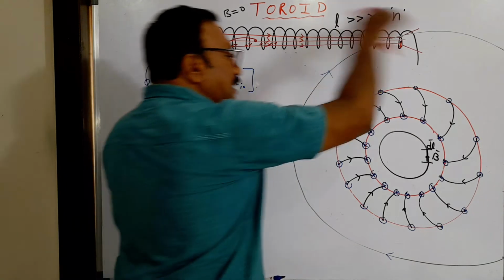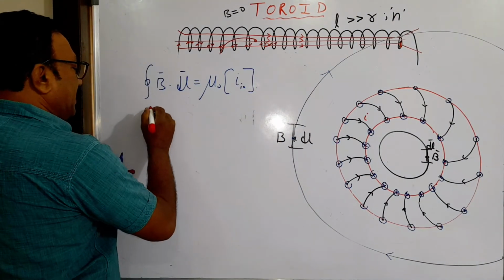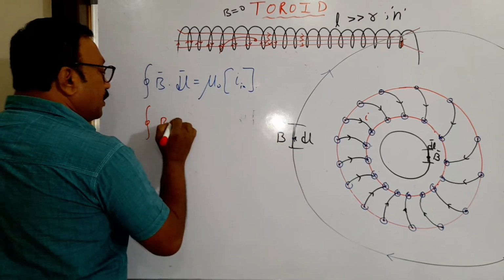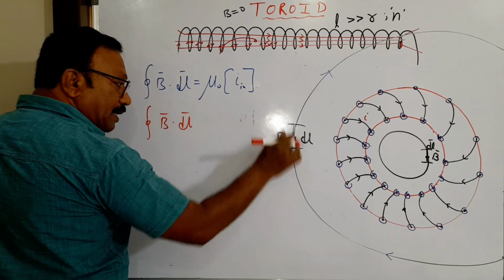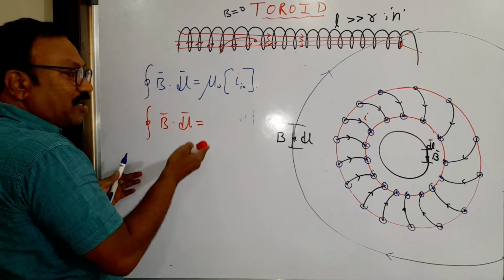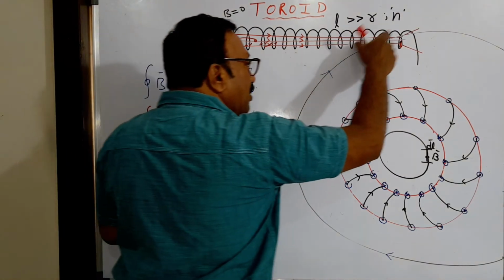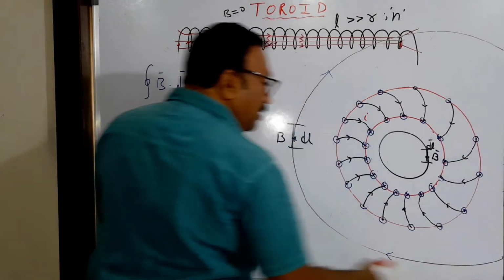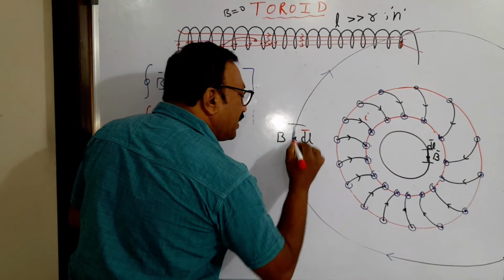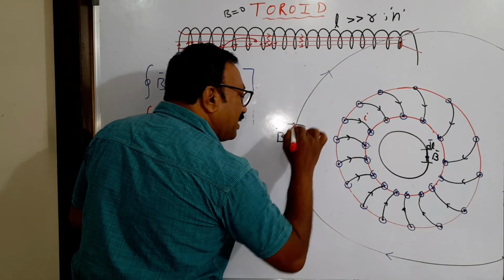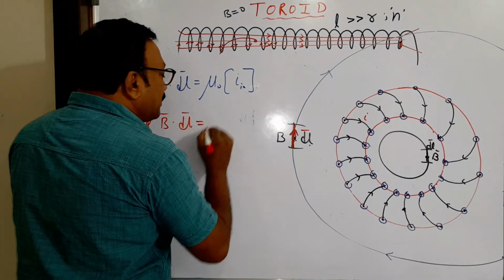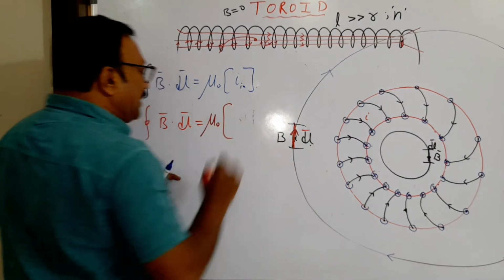So I have given this direction now. Very good. So this is the integral of B dot dl. What is the meaning of this integral? B dot dl plus B dot dl plus B dot dl, and so on. Summing up all of this is called the integral of B dot dl. This is the direction of dl bar, and the magnetic field will also be in the same direction. The angle between B bar and dl bar will be 0 here. That is equal to mu naught times the current inside.